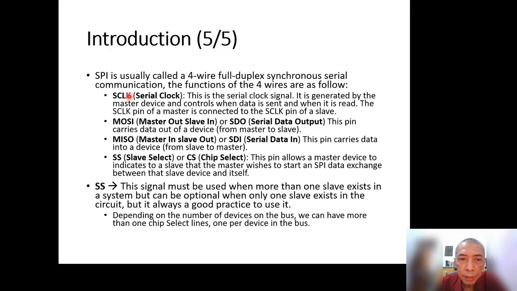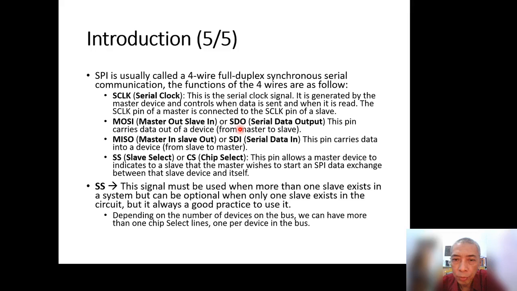The SCLK pin of a master is connected to the SCLK pin of a slave. The other is MOSI, Master Out Slave In, or SDO, Serial Data Output. This pin carries data out of a device from master to slave. The other is MISO, Master In Slave Out, or SDI, Serial Data In. This pin carries data into a device from slave to master.